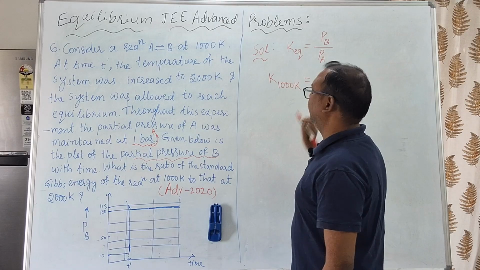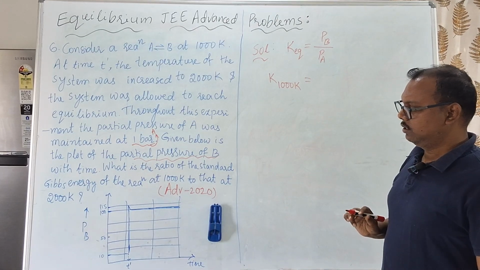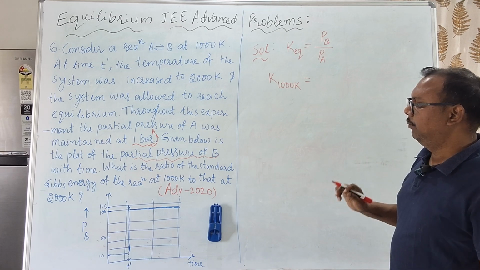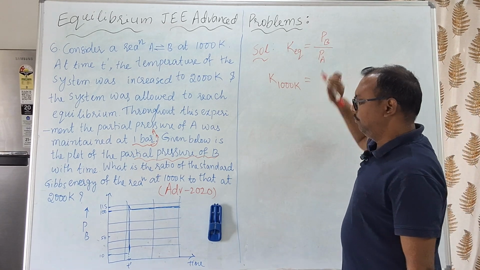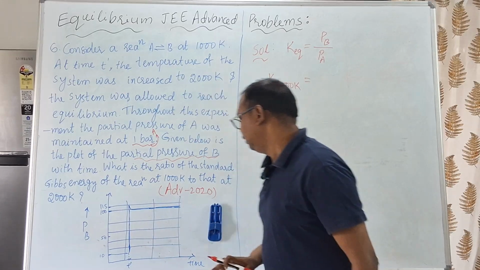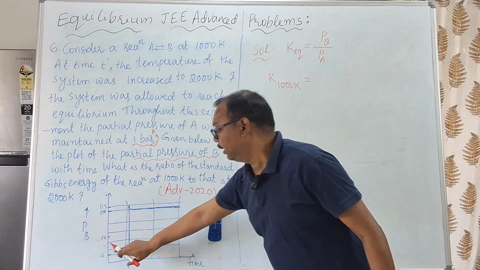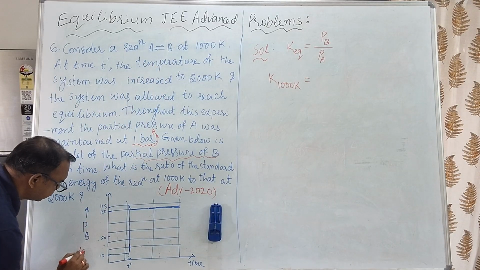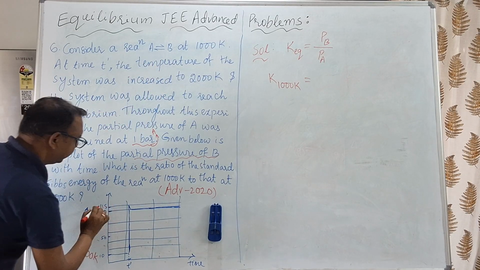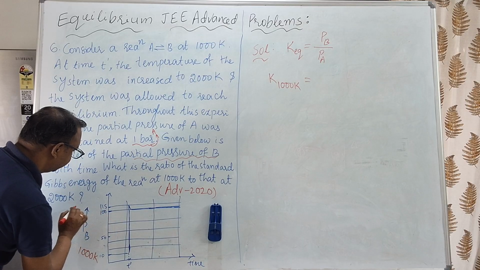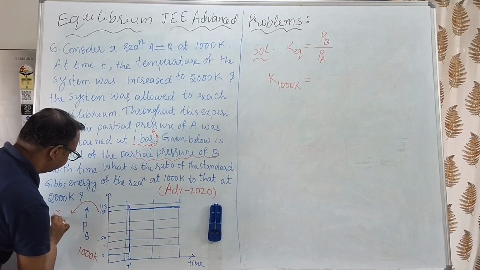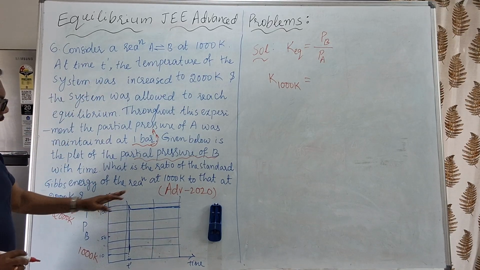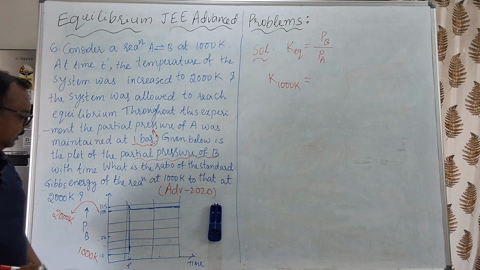K at 1000 Kelvin can be written as, you can see here, at 1000 Kelvin, what is the value here? It will be 10. The partial pressure of B given is 10. From where to where has it gone? At 10, here it is 1000 Kelvin, and higher, increased from 1000 to 2000 Kelvin. At 100 it is 2000 Kelvin. Just keep that in mind. From the graph it indicates that temperature has been increased from 1000 to 2000.